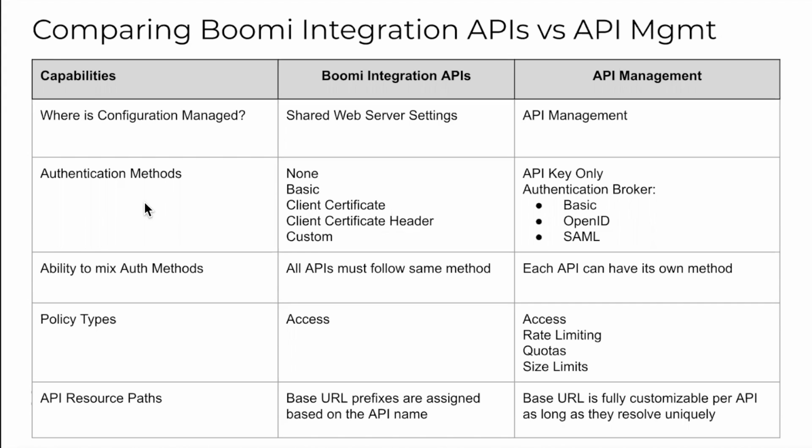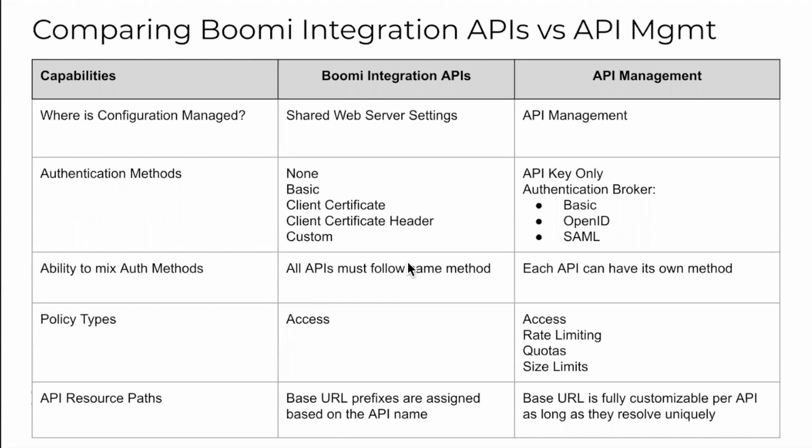Authentication methods are pretty limited from just a standard Boomi integration perspective. You can do none, you can do basic, and then some pretty simple client certificate or client certificate header authentication methods. Within API management, you have a lot richer capabilities. You can use API keys, and then you can use what's called an authentication broker, and we'll talk about that in a little bit. But within that, you have different capabilities around basic authentication, OpenID, and SAML.